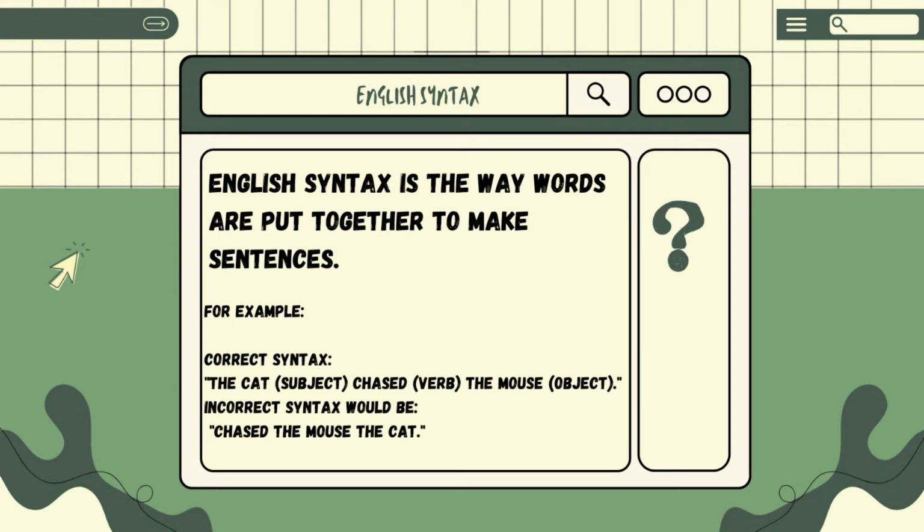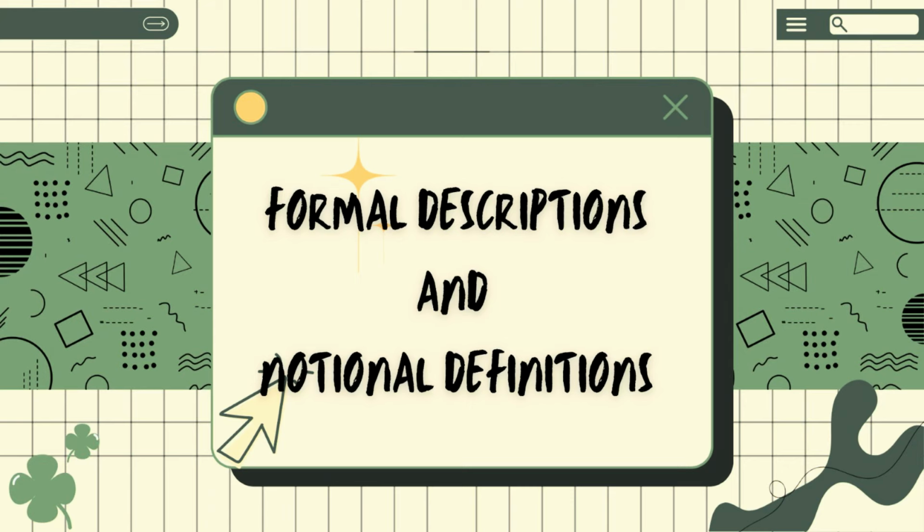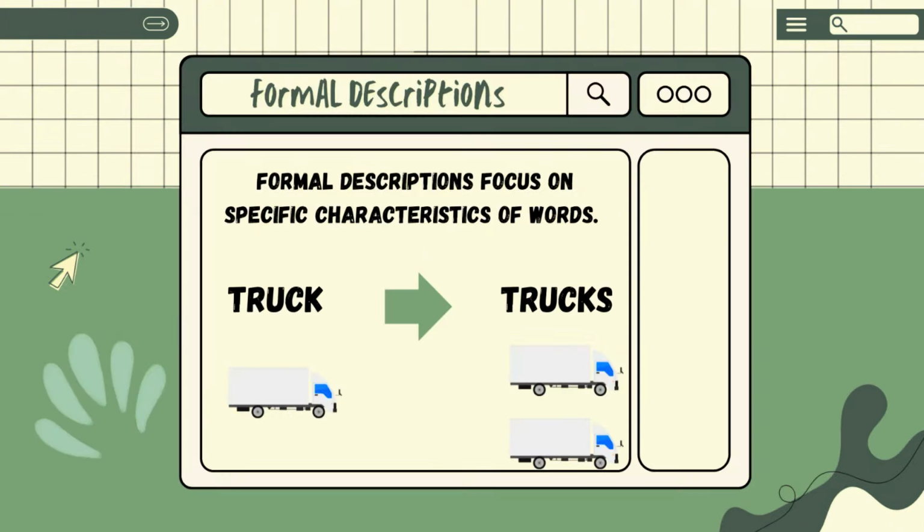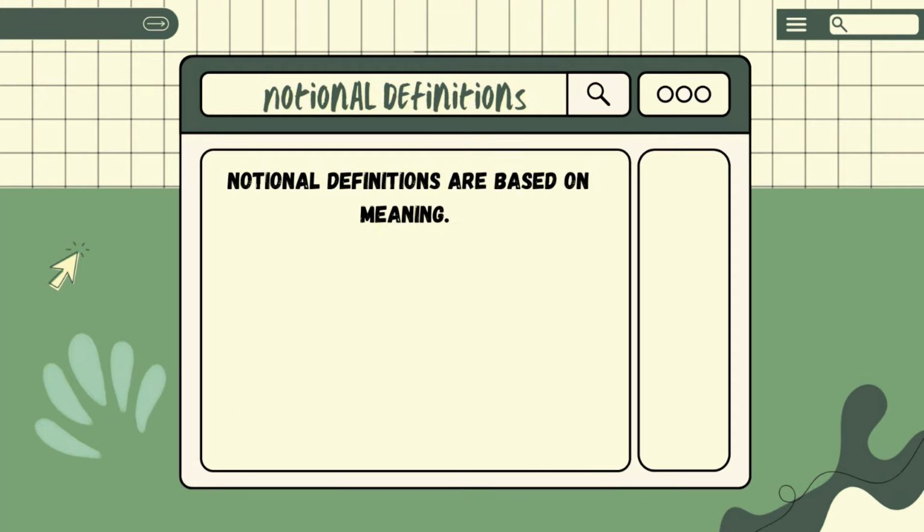Let us move on to the other topic. Let's start with how we describe words in English. There are two main approaches, formal and notional definitions. Formal descriptions focus on specific characteristics of a word. For example, we classify truck as a noun because it can take a plural form, which is trucks, with the s ending. This is a structural, rule-based approach.